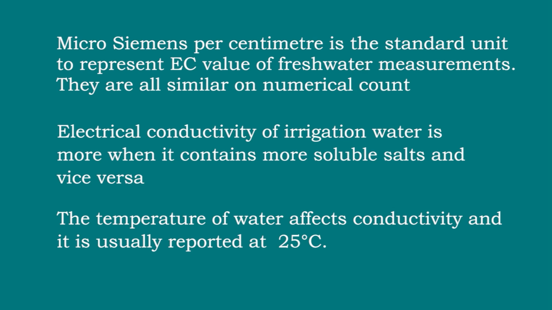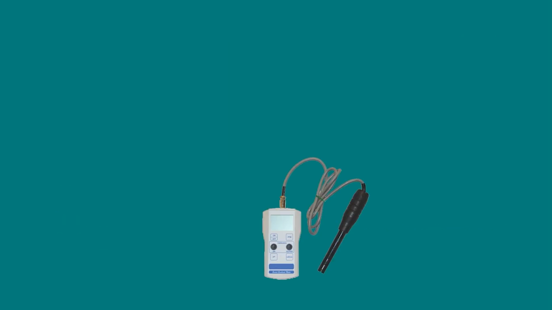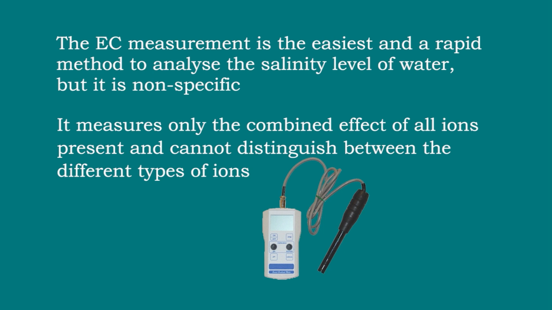Electrical conductivity of irrigation water is more when it contains more soluble salts and vice versa. The temperature of water also affects conductivity, and it is usually reported at 25 degrees centigrade. The EC measurement is the easiest and a rapid method to analyze the salinity level of water, but it is non-specific. It measures only the combined effect of all ions present and cannot distinguish between the type of ions.